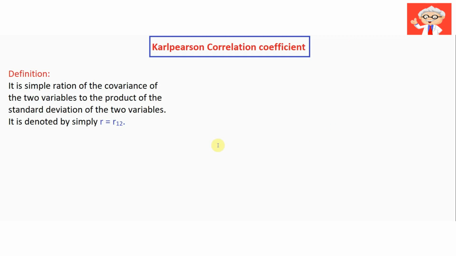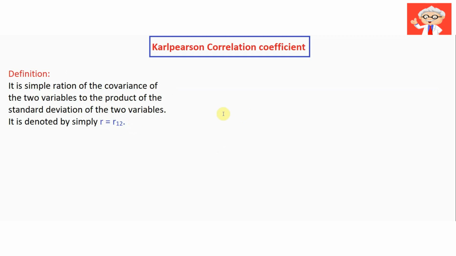Now, let's start with the definition. It is a simple ratio of the covariance of the two variables to the product of the standard deviations of the two variables, and it is simply denoted by r1,2. It means correlation is just a ratio of the covariance to the product of their standard deviations.